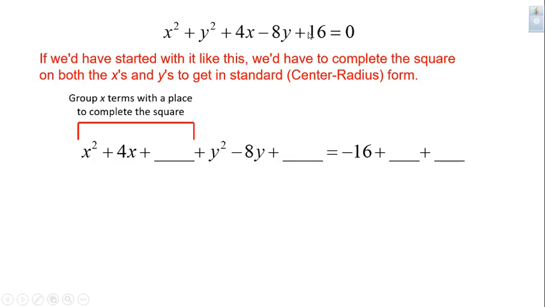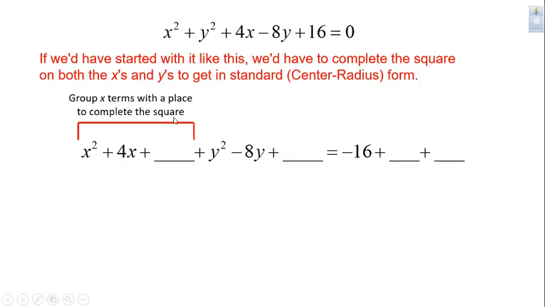First, I move the 16, the constant, to the right side. So I'm going to subtract 16 from both sides. And then I'm going to put the x's together, so I'm going to put x squared and 4x together. And I'm going to do that with the y's as well: y squared and negative 8y together.